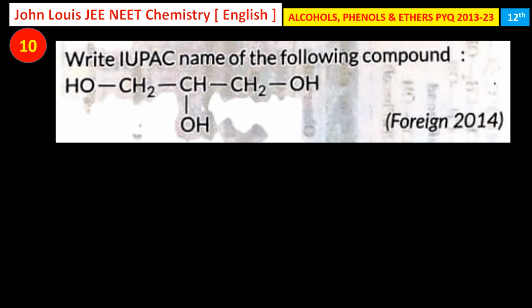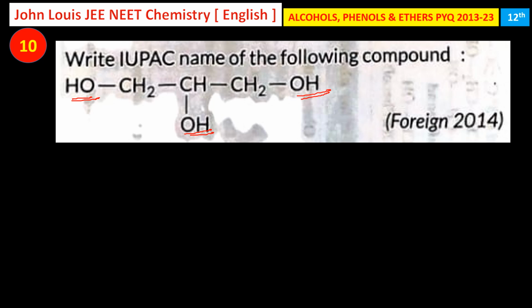So the next question is, write the IUPAC name of the following compound. If you look at this, there is only one type of functional group, but the same functional group, alcohol, is present in three different places. So what is the parent compound? There are three carbons in a straight line. Therefore, that should be the parent chain.